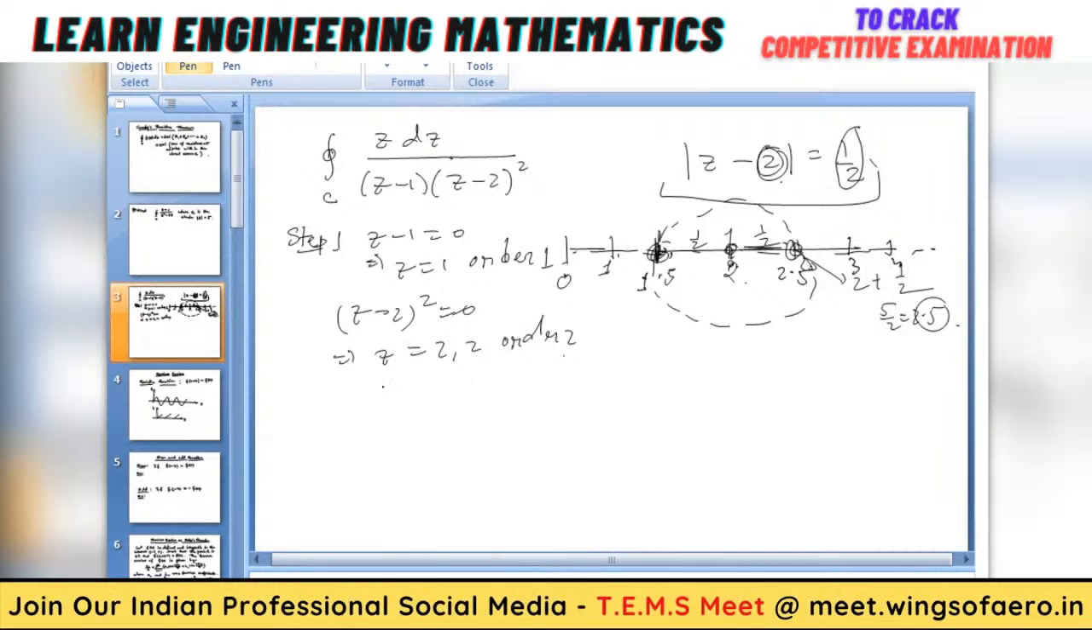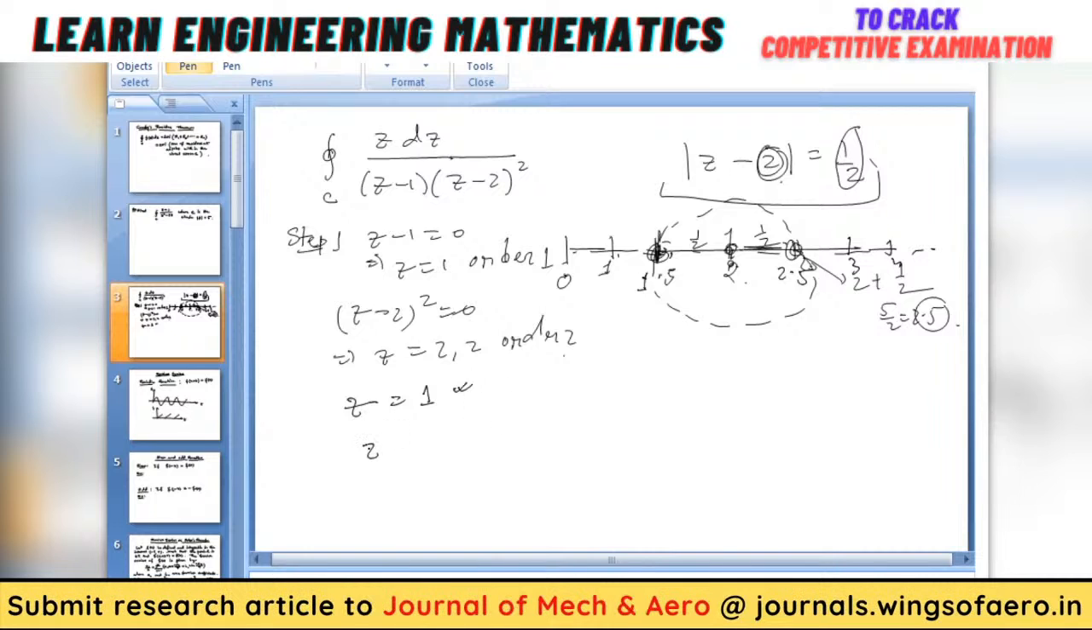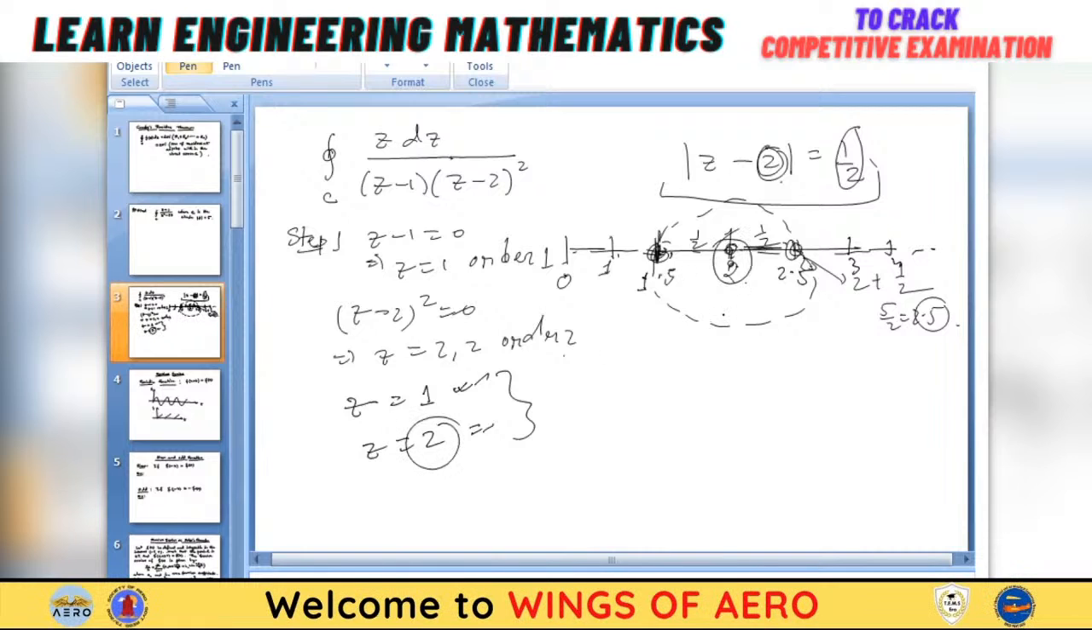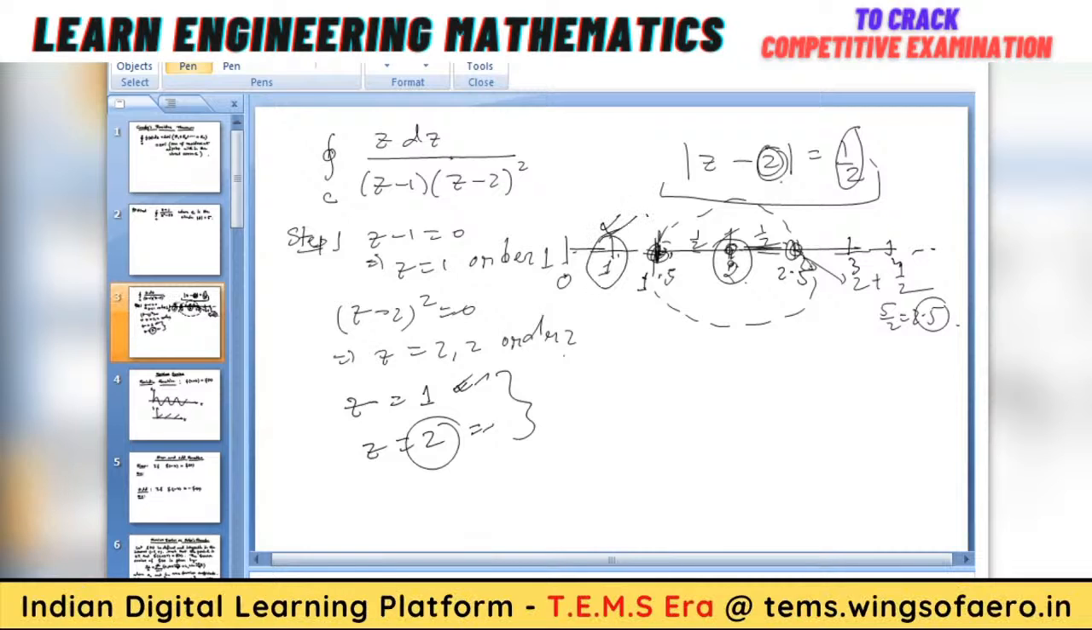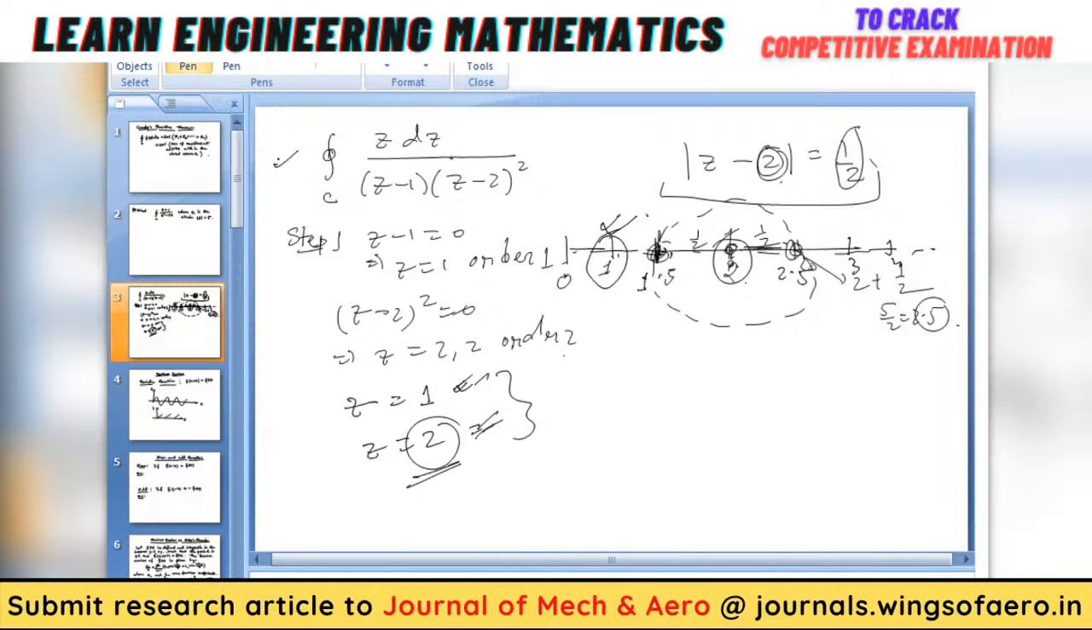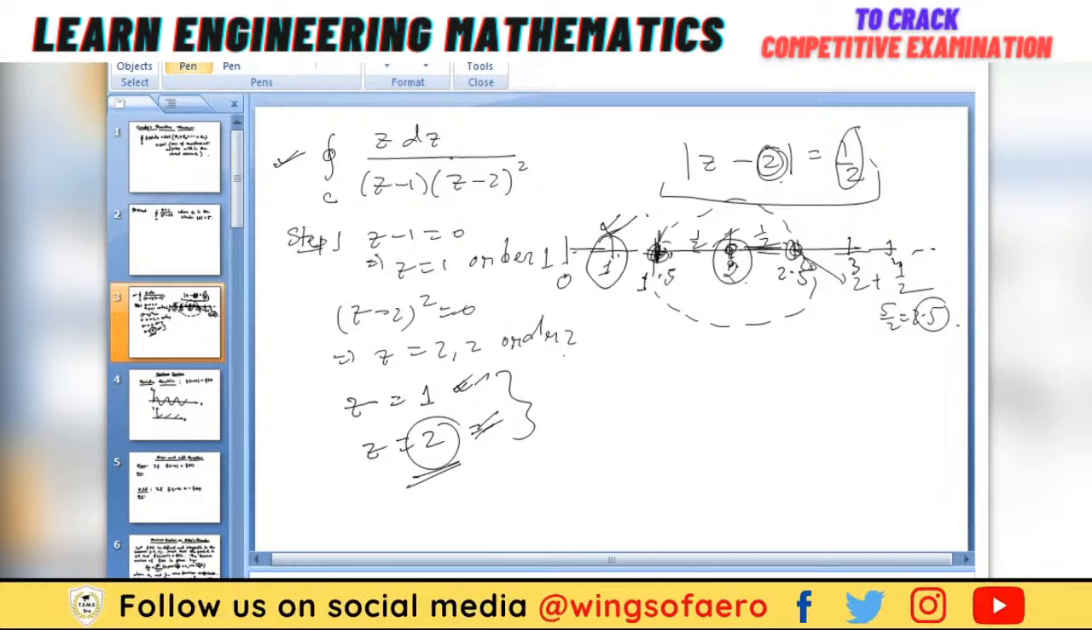Now our poles are z equal to 1, a simple pole or pole of order 1, and z equal to 2, which is a double pole. Now which out of 1 and 2 lies within the circle? Obviously 2 lies within the circle, because z equal to 1 lies outside the circle. That is why we only have to consider z equal to 2, this double pole, to find out the value of this integration. We do not consider z equal to 1. You should keep this in mind, otherwise your integration value will be entirely wrong.